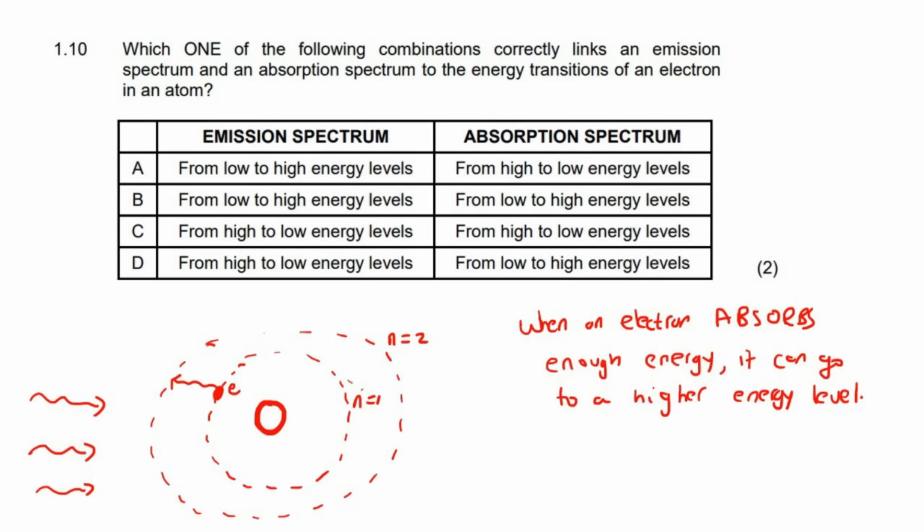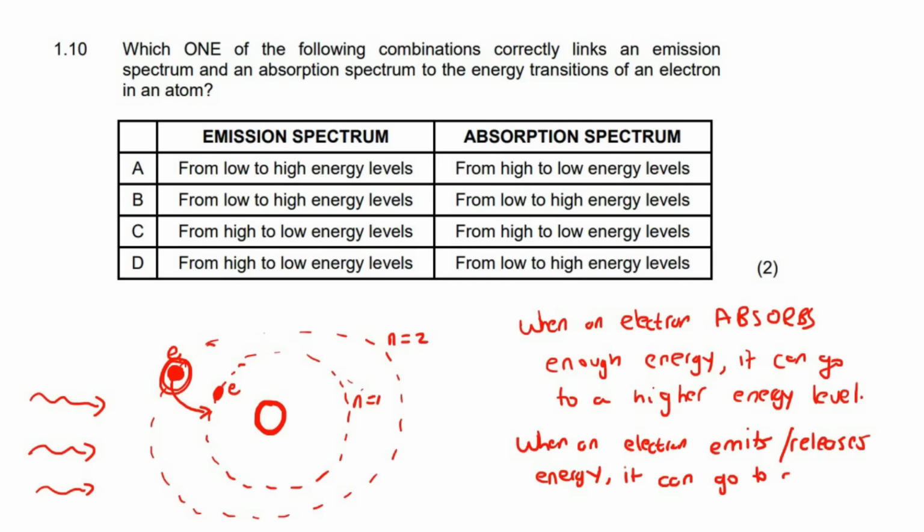Okay, and then what happens is that when that little electron jumps up to this energy level here, after a small amount of time, it might decide to go back down again, because it's not a very stable environment, it's very high energy. So this little electron might decide that it wants to go back down again. When it goes back down, it emits or releases energy, it's the same word. So we can say here, when an electron emits or releases energy, it can go to a lower energy level.